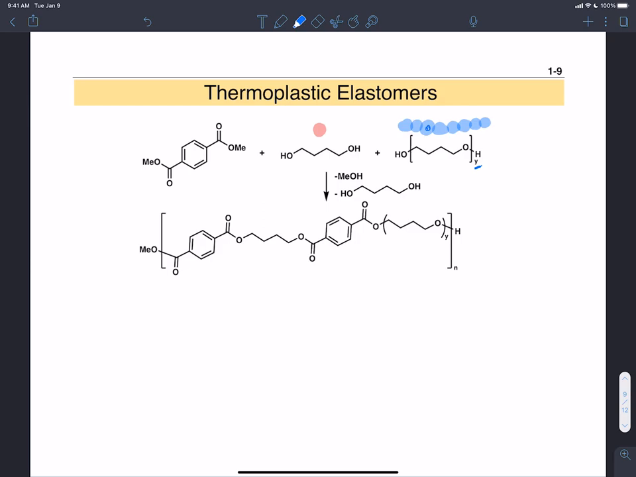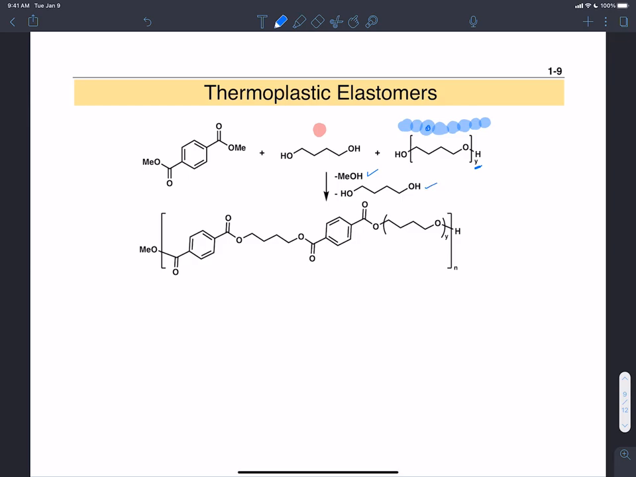And so if you were to mix these all up together, assuming you have the right stoichiometry of alcohols to esters, we're going to make a new copolymer that is now fairly complicated. So I wanted to discuss what goes on. If we do this with heat and a catalyst, we're going to drive off all of the methanol. We're going to drive off some of the excess butylene glycol, but some of it will be incorporated into the polymer chain.